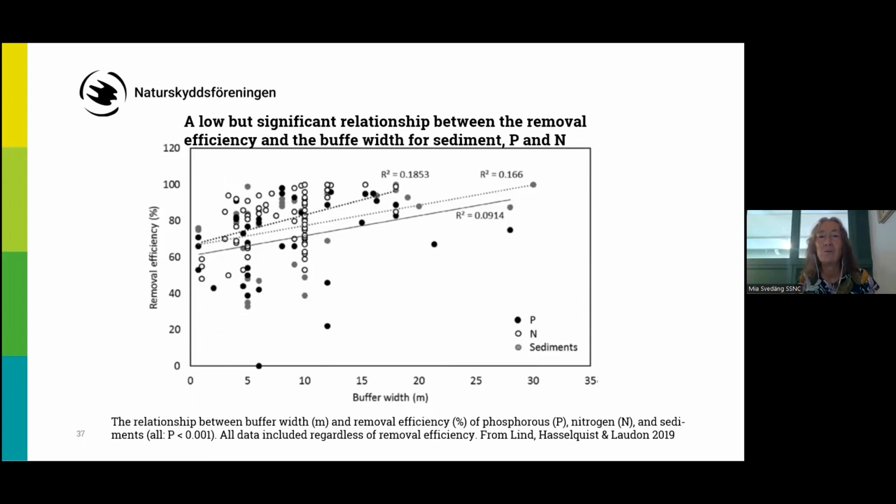There is a low but significant relationship between the removal efficiency and the buffer width when you look at both phosphorus and nitrogen and also sediments. So although the results are quite varying, you can see a trend that the broader the buffer, the better the retention of nutrients and of sediments.